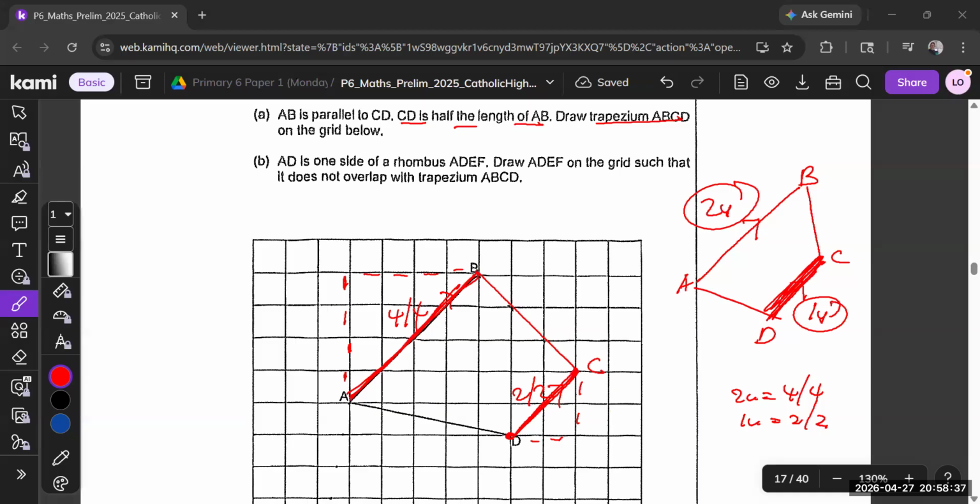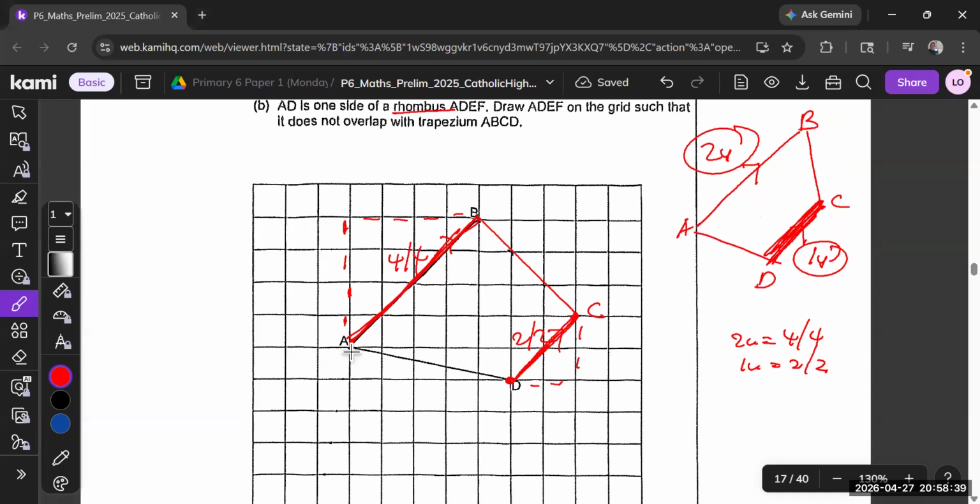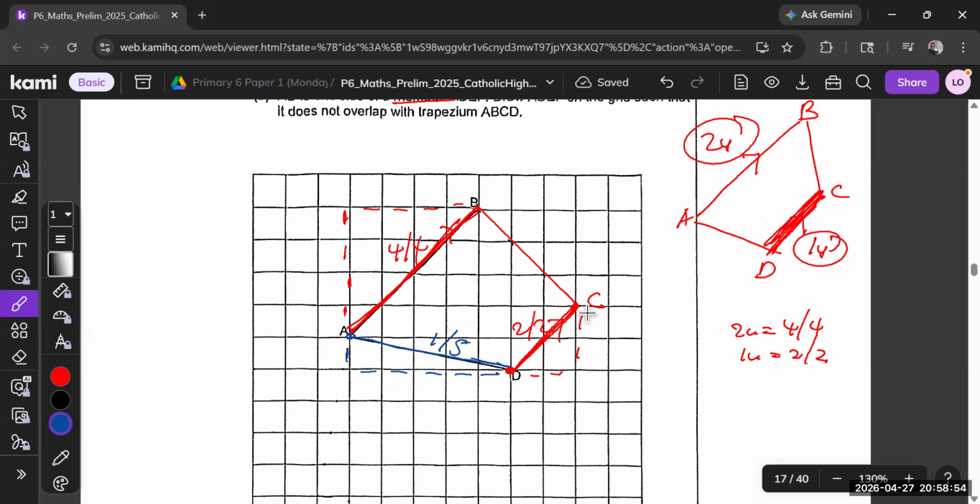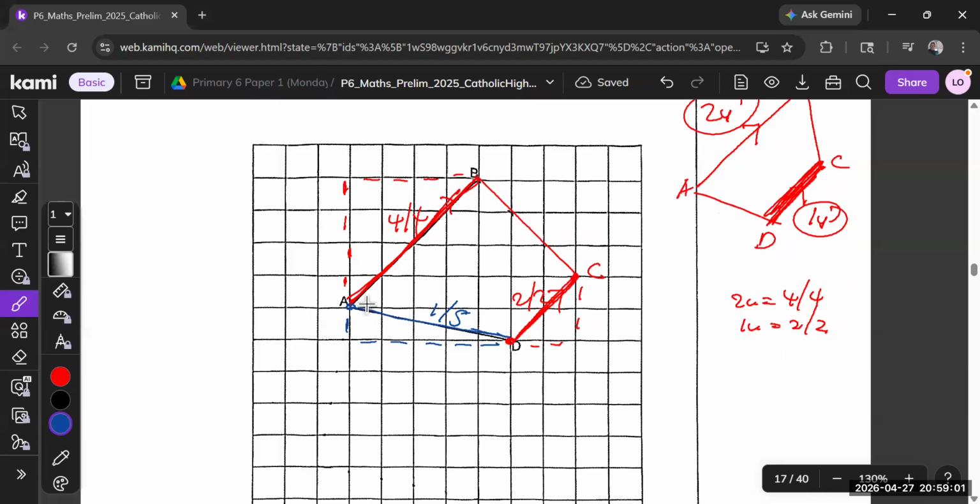Okay, next one. How do you draw a rhombus? Let's do this. I think some of you may draw this, which is wrong. How long is this line? Do the same thing. From here, go down 1, 2, 3, 4, 5. 1 by 5, or 5 by 1. Now do not copy these corrections. Do not copy this part.